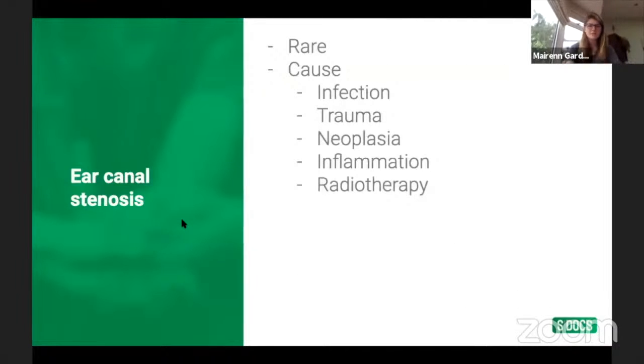Now going on to ear canal stenosis. So I'm not going to spend very much time on this because it's quite rare, but ear canal stenosis can be caused by recurrent infections, any trauma to the ear, which can damage the ear and cause strictures and scarring, tumours, any inflammation to the ear, and also radiotherapy.